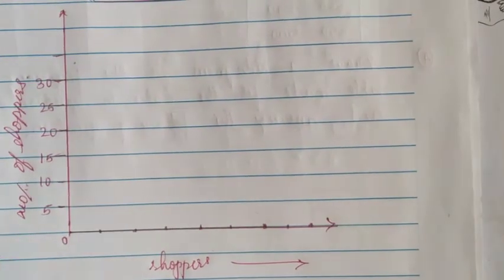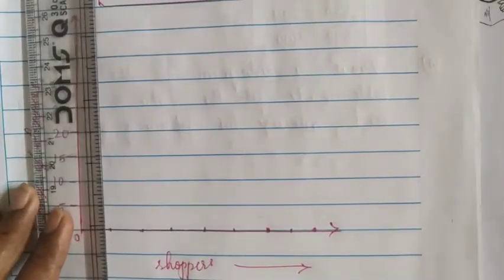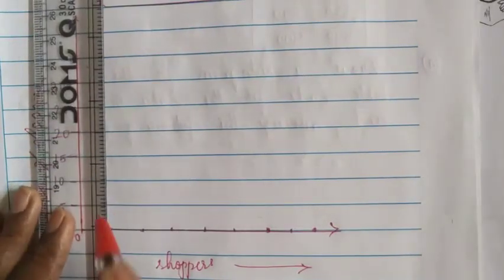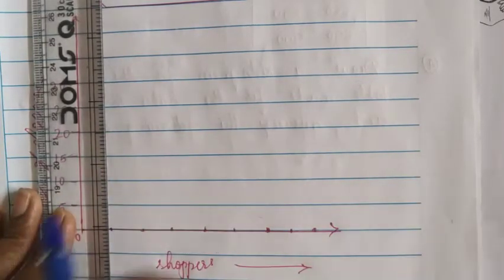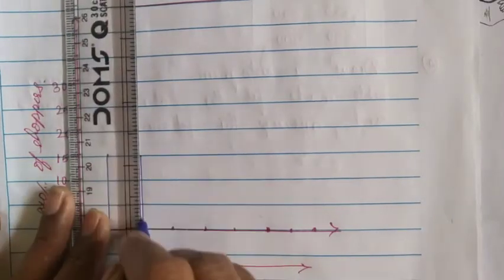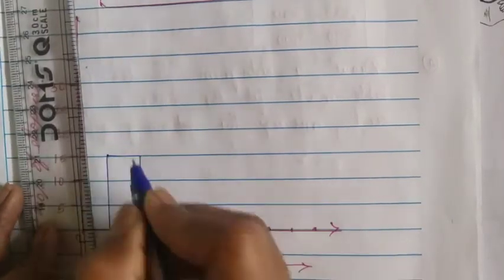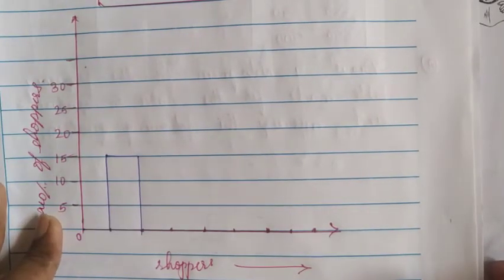First we take the man. Man has the frequency how much? 15. Draw a bar up to the height 15. It indicates the shopper man.